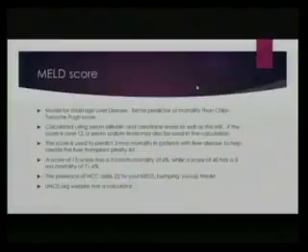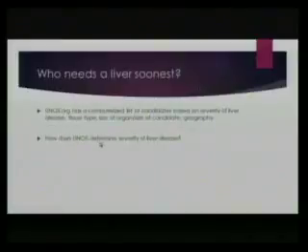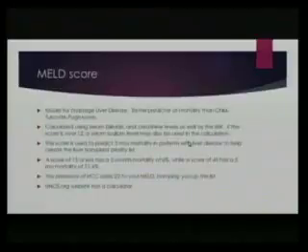Okay, so this is to answer this question. UNOS uses the MELD score to determine severity of disease. The MELD score is a better predictor of mortality than the Child-Turcotte-Pugh score, and you calculate it using serum bilirubin, creatinine levels, as well as the INR.